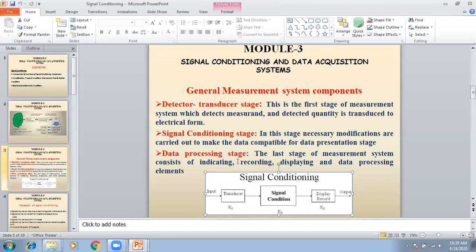After that, a data processing stage. So this last stage, what is it? A data processing stage. This last stage of the measurement will consist of indicating, recording, displaying, and data processing elements. So this is what the general measurement system components are.